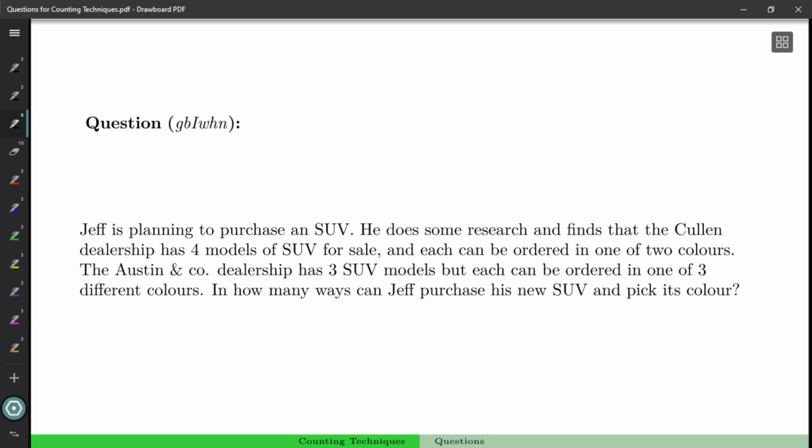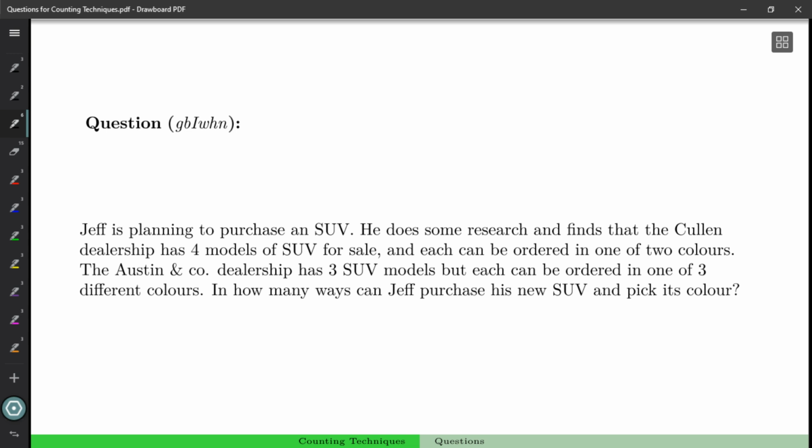Jeff is planning to purchase an SUV. He does some research and finds that the Cullen dealership has 4 models of SUV for sale, and each can be ordered in one of 2 colors. The Austin & Co. dealership has 3 SUV models, but each can be ordered in one of 3 different colors. In how many ways can Jeff purchase his new SUV and pick its color?